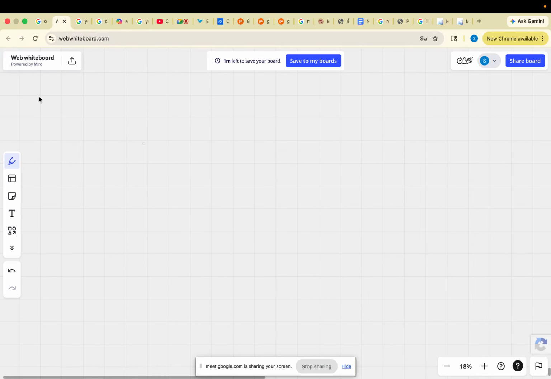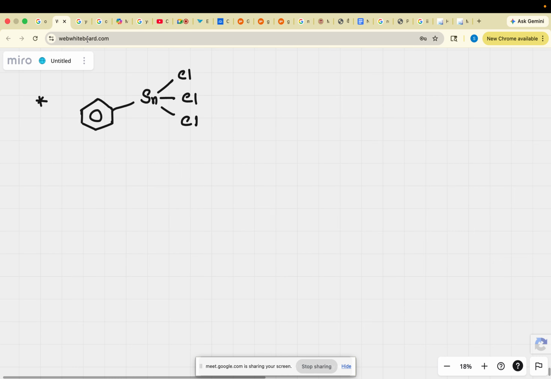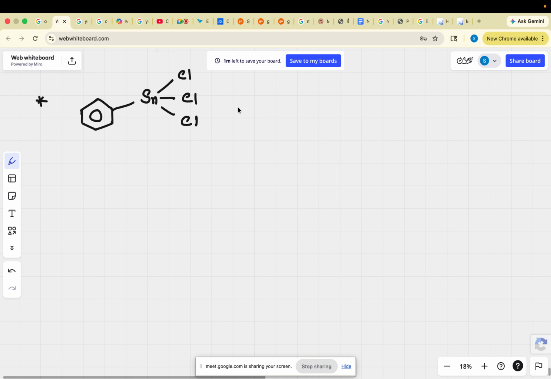Similarly, suppose you have this thing. So here you have tin and 3 chlorines are there, and this side I am reacting with 3 Co(CO)4 minus. So this is your cobalt carbonylate compound.